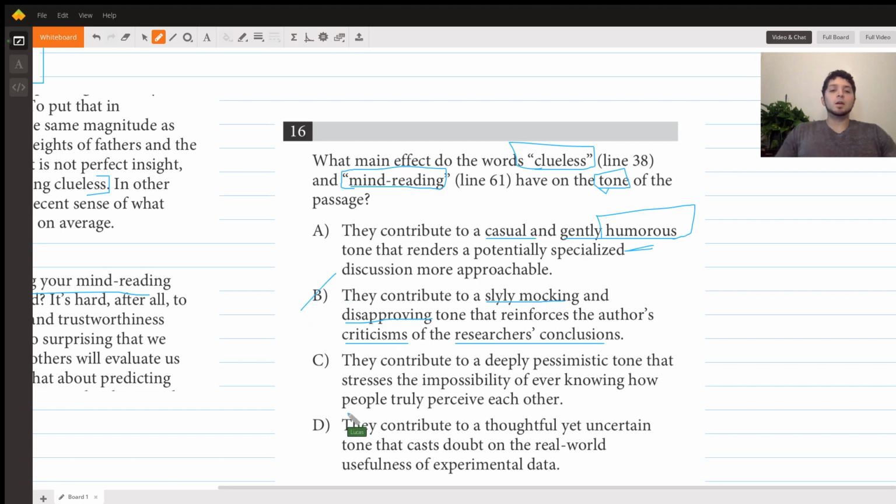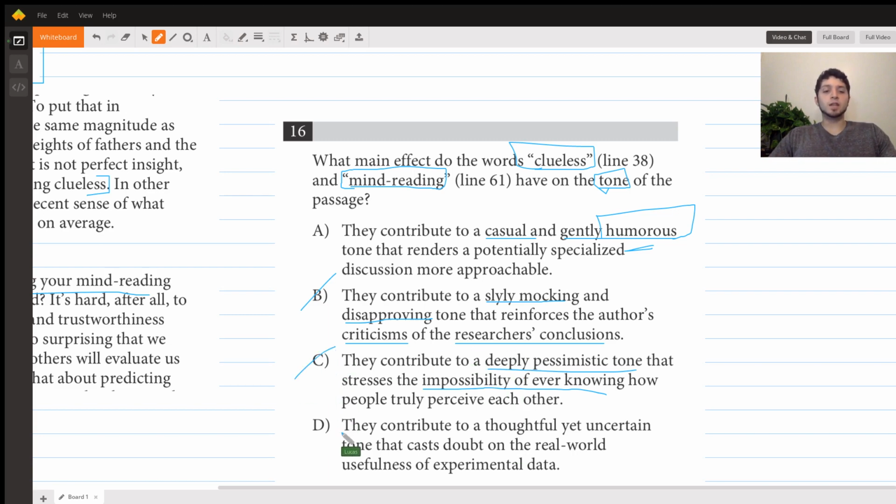Then we have C, which says they contribute to a deeply pessimistic tone that stresses the impossibility of ever knowing how people truly perceive each other. This is very strong and very negative, deeply pessimistic tone. We need a lot of evidence to prove that. And then here, the impossibility of ever knowing how people truly perceive each other doesn't really match up with what the text says. It says in a few places that we're actually okay at understanding how groups feel about us. We have a little bit of insight into how other individuals feel about us. So this is too strong, too negative, and not supported by the text.